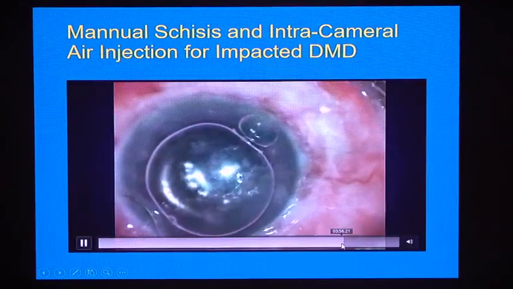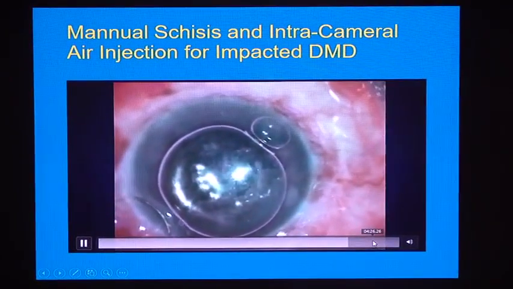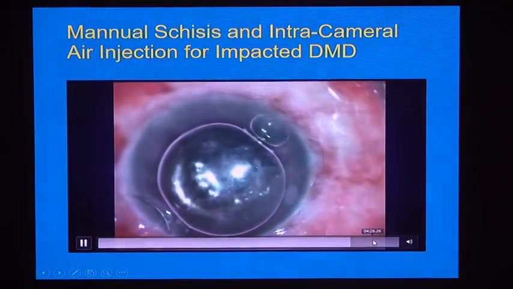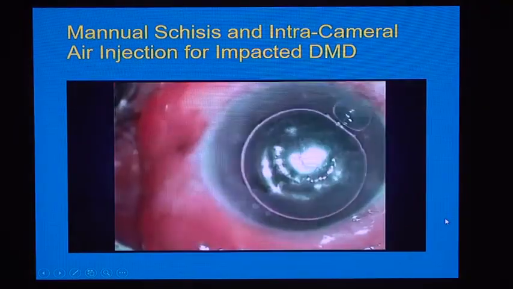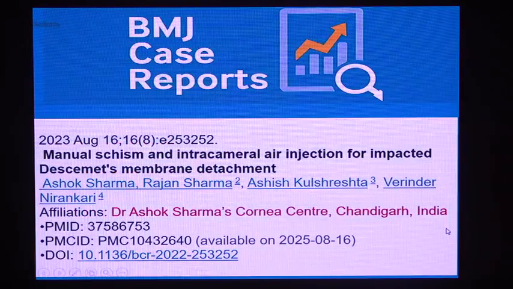So once we disengaged it, we just put the air bubble, and Descemet's membrane got settled, and we had a good result. After that, we just have to put a few sutures. You can see the patient achieved 6/9 vision at 6/6. This case we could publish in the Journal of Indian British Medical Case Reports.